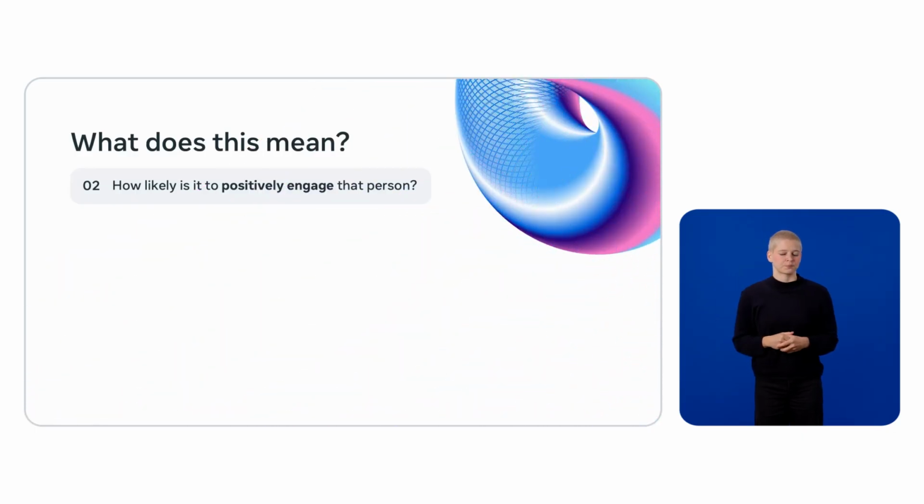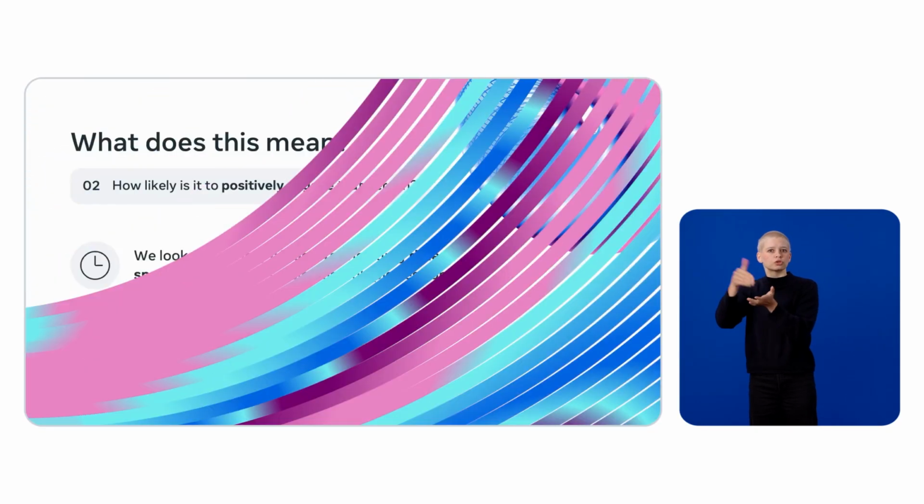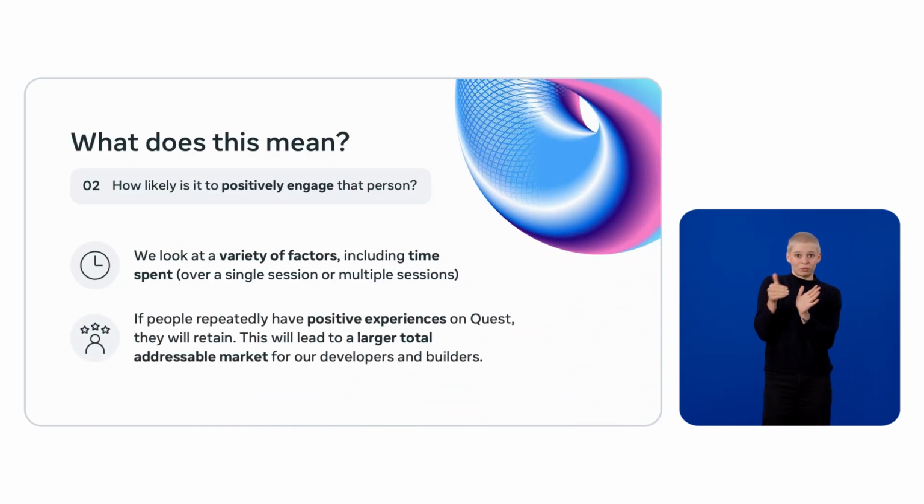To measure this, we look at a variety of factors, including the amount of time that users are spending with a particular piece of content, either in a single session or repeated number of sessions. It's important to us to balance the metrics we use to influence this, because we know that many apps offer very different types of experiences, some with longer durations than others, and some with fixed campaigns, while others are designed to be replayable in nature. If users repeatedly have a good experience on the platform, they're more likely to re-engage, which means the total addressable market for you, our developers and builders, will continue to grow.